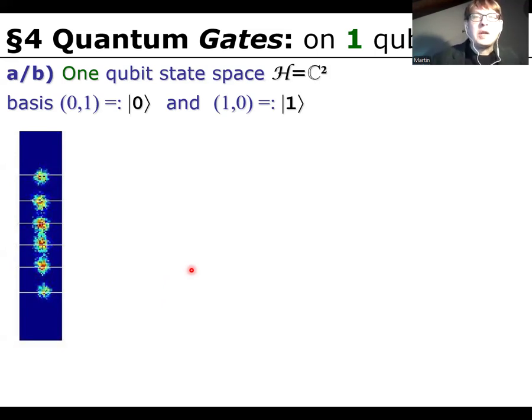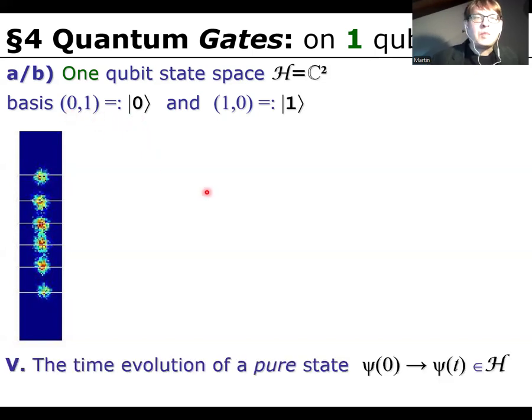So that's a four-dimensional real space. And we fix some orthogonal bases like (0,1) and (1,0), two-dimensional. And we abbreviate these two basis vectors with a 0 and a 1 in bracket notation. But observe that this 0 and this 1 is different from the Boolean 0 and 1. This is just a notational abbreviation for a two-dimensional vector.